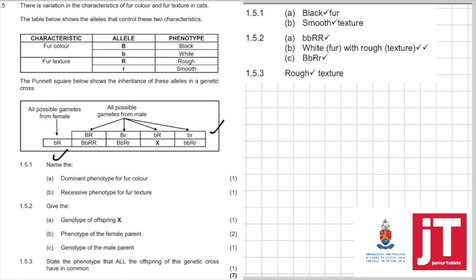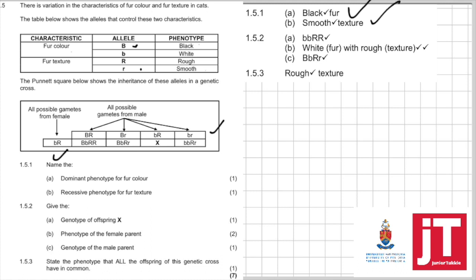Name the dominant phenotype for fur color. So let's look at fur color. And what's the dominant? Of course, it is black fur, as you can see in the table here. Name the recessive phenotype for fur texture, which is the small r, and what's the phenotype? Smooth texture.